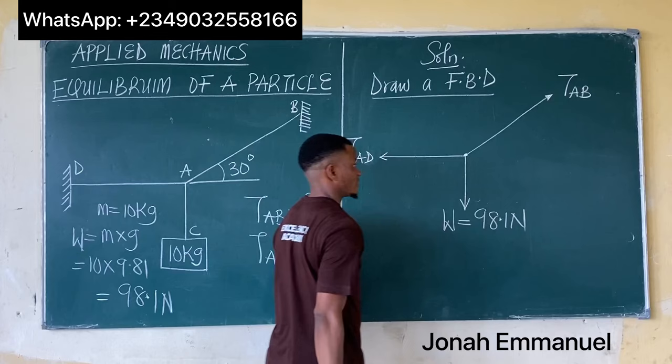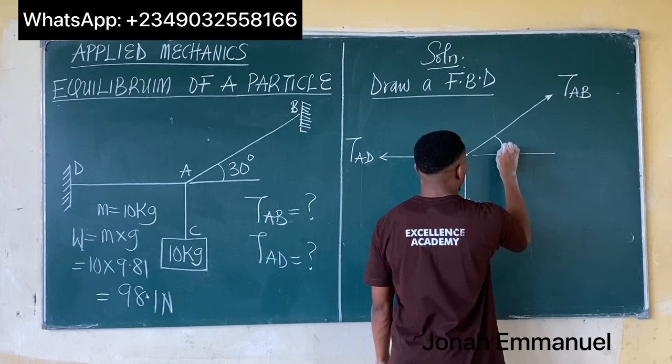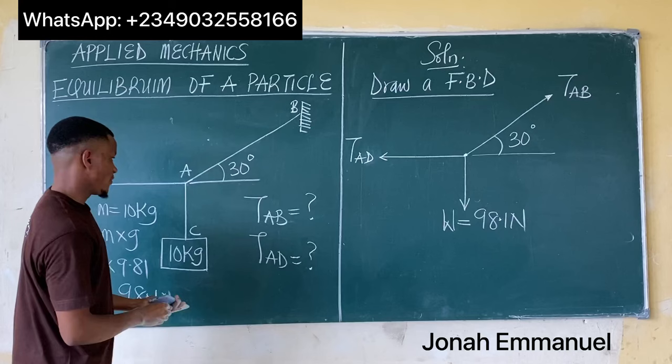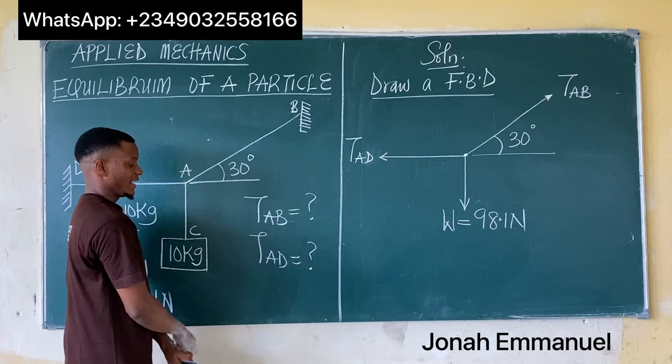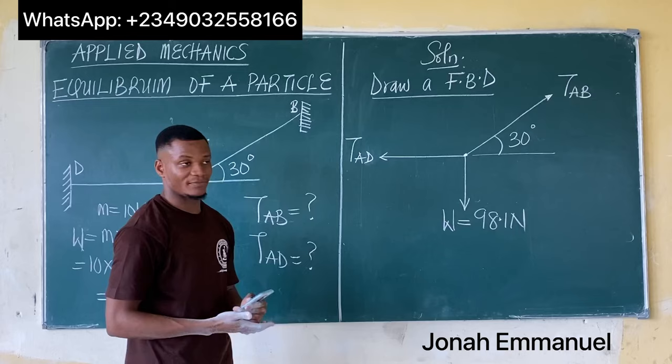Also, at this point I have 30 degrees. So here like this, I have 30 degrees. These are all the forces acting here. Observe, TAC is being replaced by the weight. So instead of saying TAC, I'll say the weight instead. So we have to find the value of TAB and TAD so that this system will be at equilibrium. I'm done with my free body diagram. Let's now solve this.